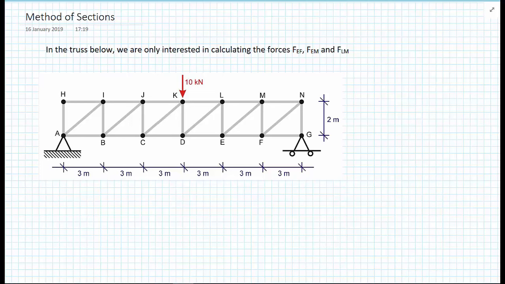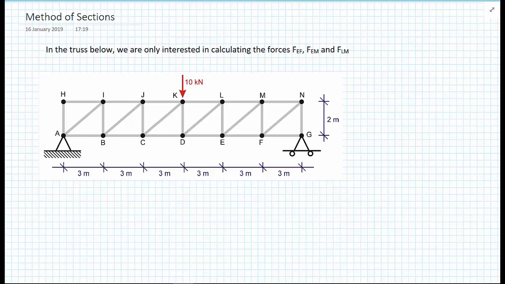If you need the forces in every single truss member, then maybe the method of joints is easier to use. But if you only need a small number of internal forces, say for instance you only need the maximum tensile forces and maximum compression forces, then the method of sections can be a quicker way of getting at those forces. So we're going to introduce this topic by way of an example.